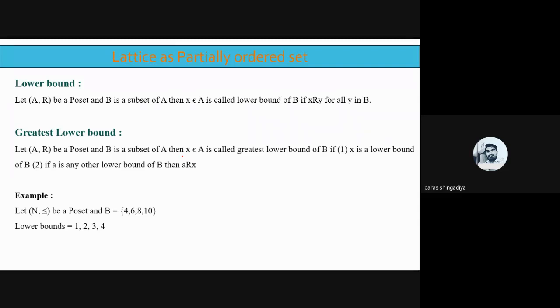So here one example is given: N, the given set of natural numbers, and the relation is less than or equal to, be a poset, and B is a subset of N, with 4, 6, 8, 10 included there.